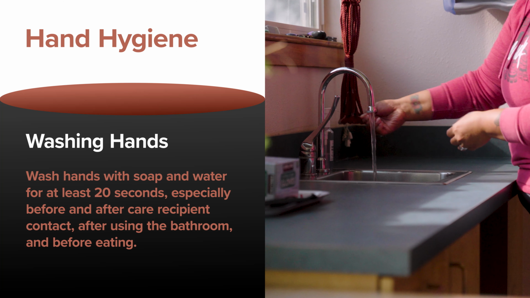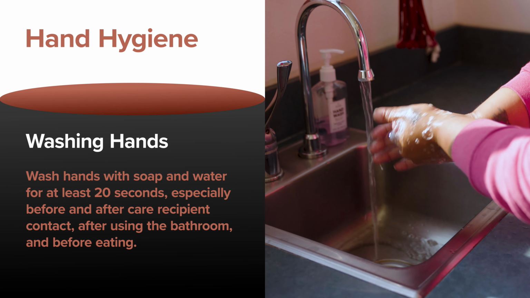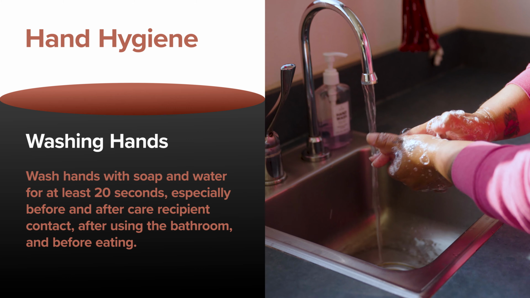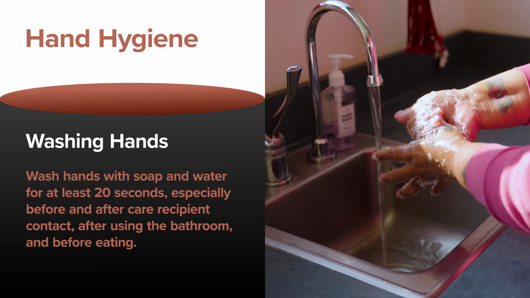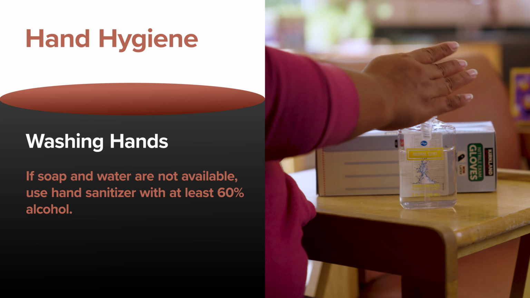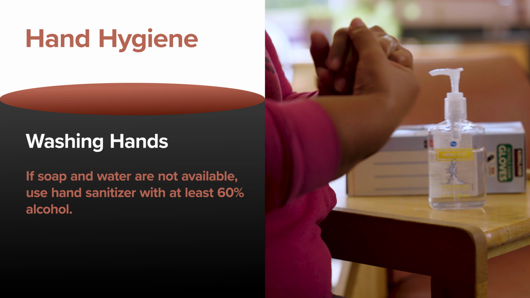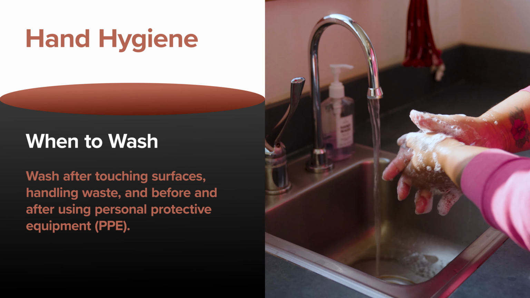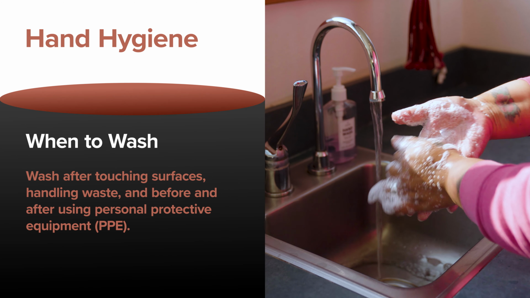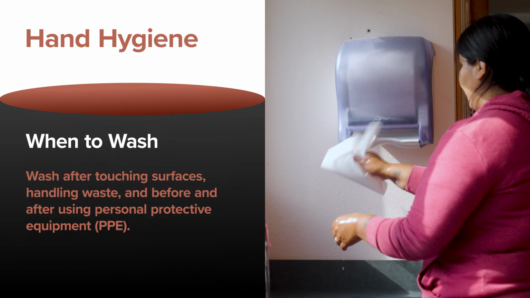Hand hygiene. Washing hands. Wash hands with soap and water for at least 20 seconds, especially before and after care recipient contact, after using the bathroom, and before eating. If soap and water are not available, use hand sanitizer with at least 60% alcohol. When to wash. After touching surfaces, handling waste, and before and after using personal protective equipment.